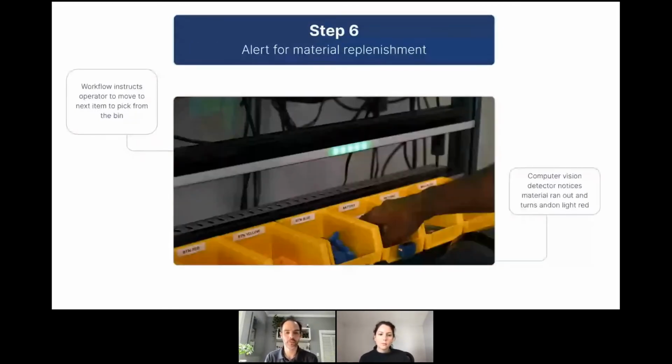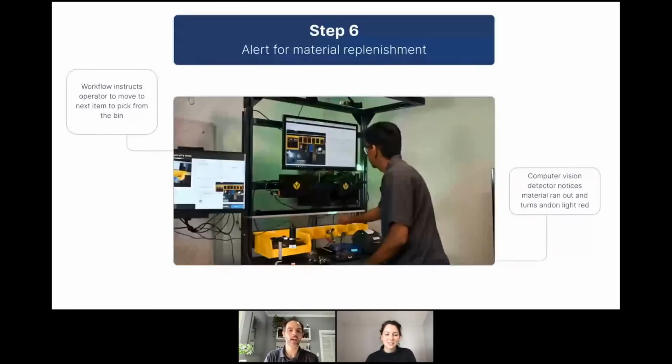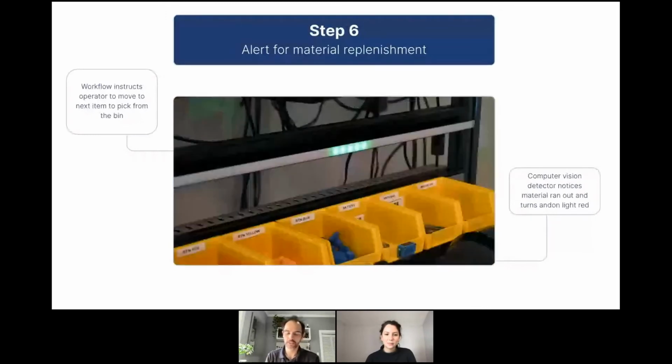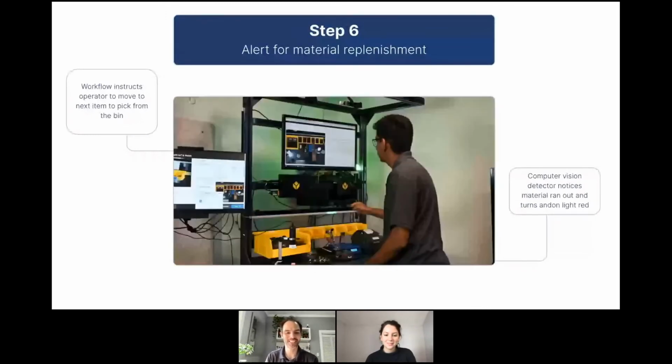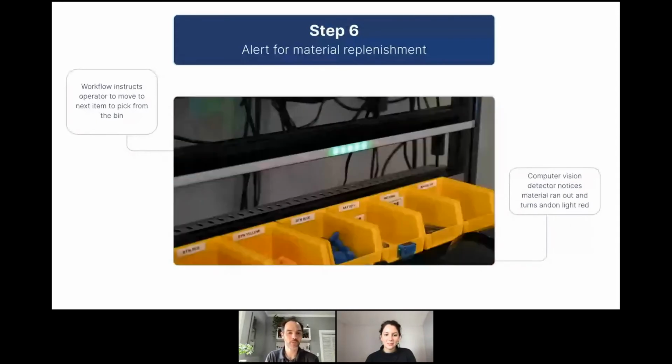So now we've really enforced quality. Let's move to the next step. Once again, here we're asked to pick a new material, and vision is a very useful technology. Here, vision can be used, for example, to detect that material is low in that bin.